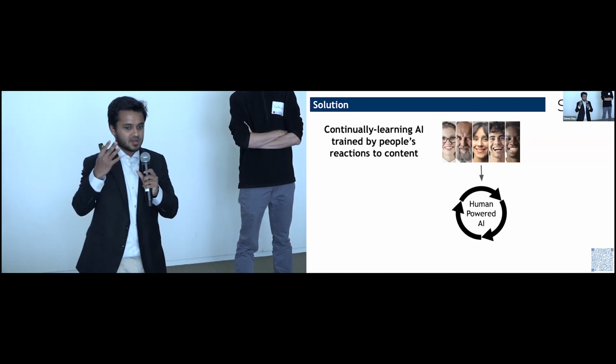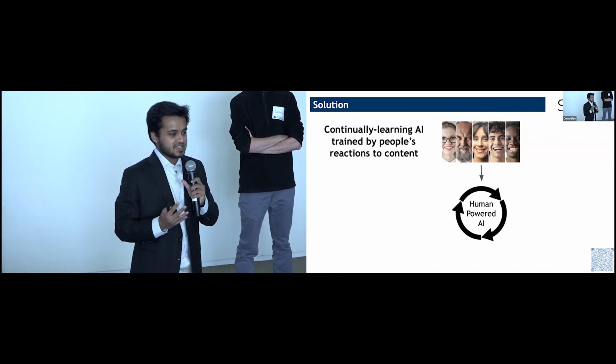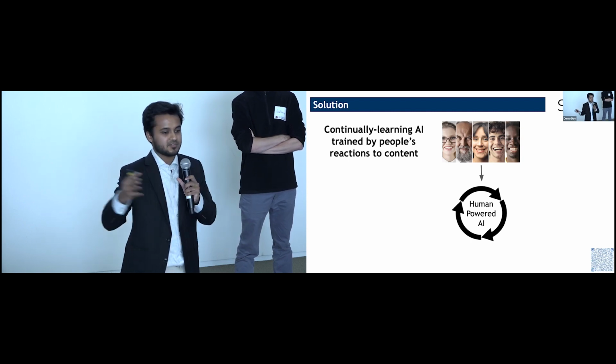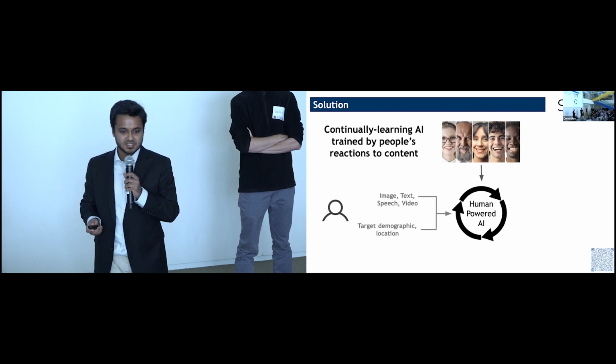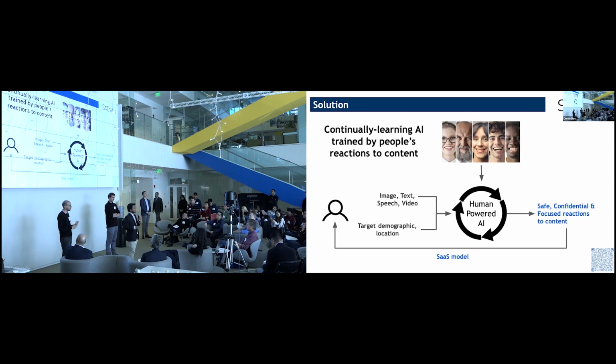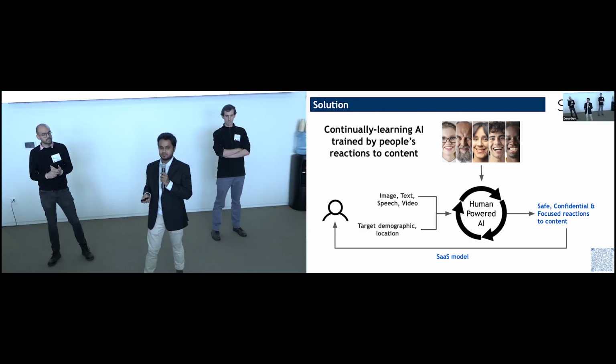So you have content out there. During the data collection phase, people go up there and give us feedback on how they feel, and we collect a diverse set around millions of users. As a user, you can upload your image, your speech, your video, whatever it is. You can choose a target demographic and location, and this AI can give you safe, confidential, focused reactions, basically simulations of how diverse users might react to your content.